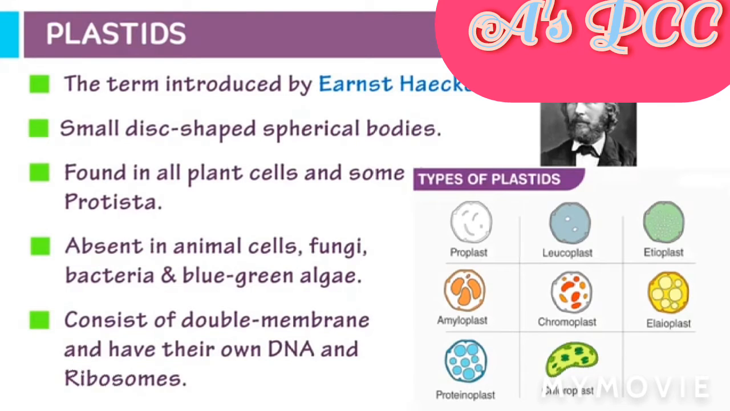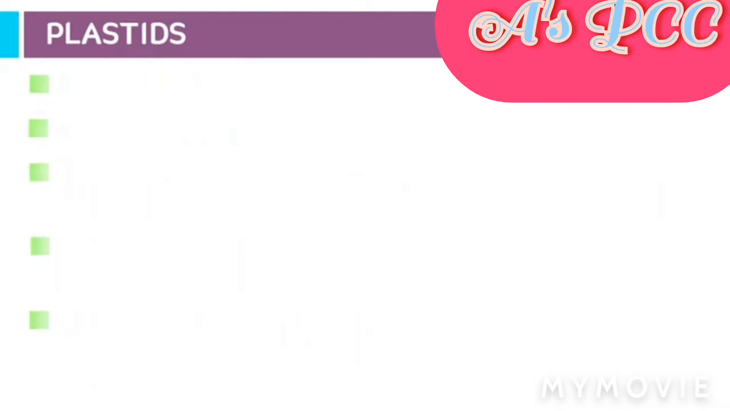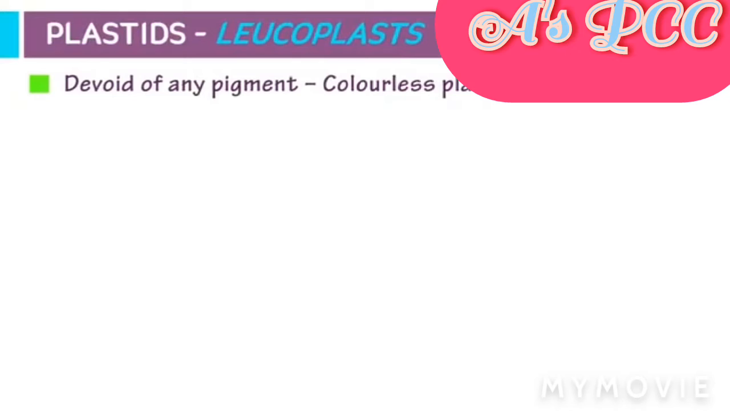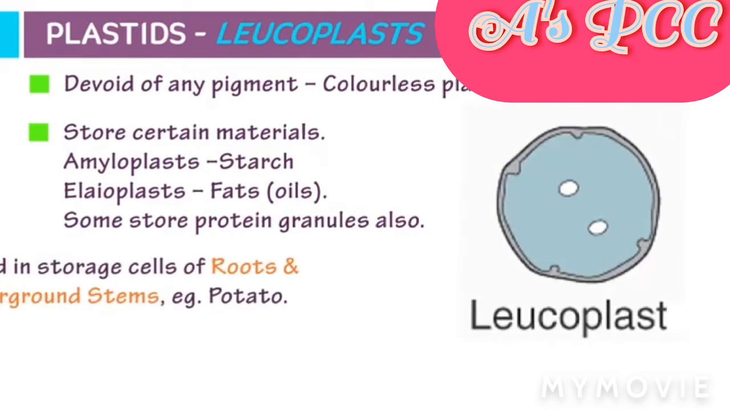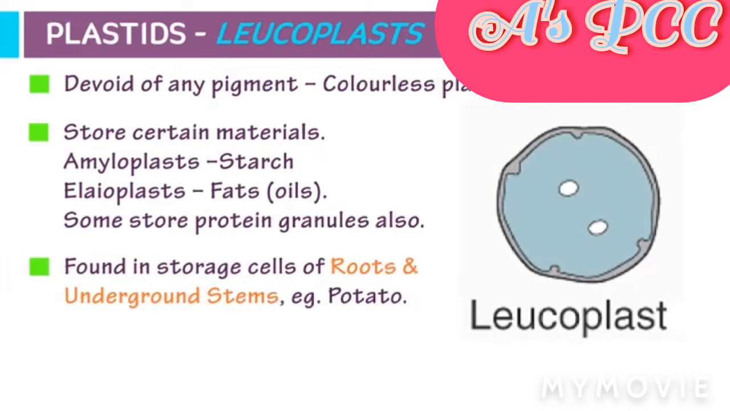Depending on their color, plastids are of three types. Leucoplasts are devoid of any pigment and they are colorless. They store certain materials. Starch-storing leucoplasts are called amyloplasts, and those which store fats are known as elaioplasts. Some of them also store protein granules. They are commonly found in the storage cells of roots and underground stems, such as potato.